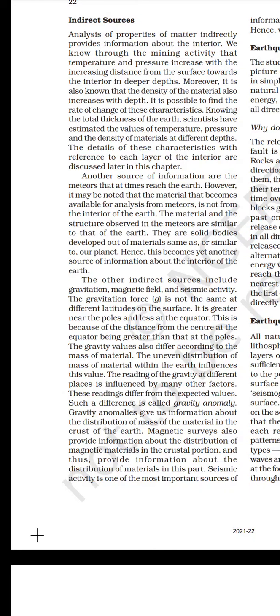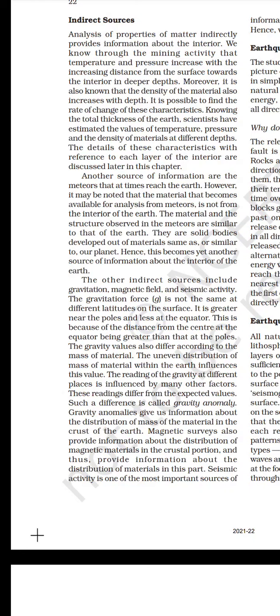The gravity values also differ according to the mass of material. The uneven distribution of mass of material within the earth influences this value. The reading of the gravity at different places is influenced by many other factors. When these readings differ from the expected values, such a difference is called gravity anomaly. Gravity anomalies give us information about the distribution of mass of the material in the crust of the earth.